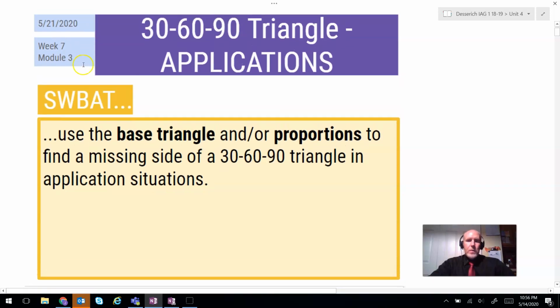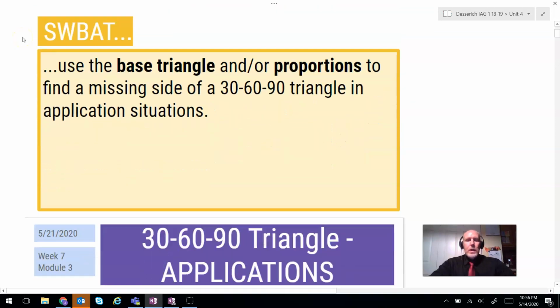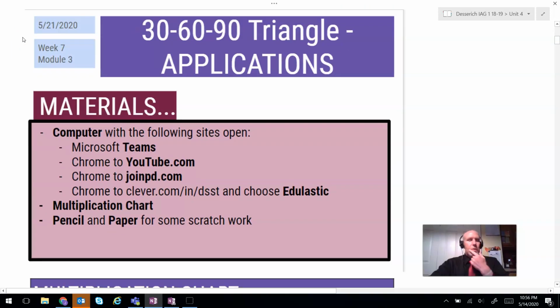All right, we are still going to be using our 30, 60, 90 triangles today, but we're going to do them in application situations. So not just one triangle in some situations.